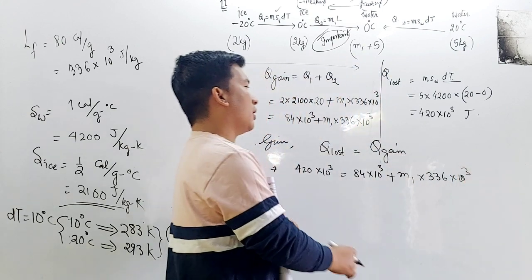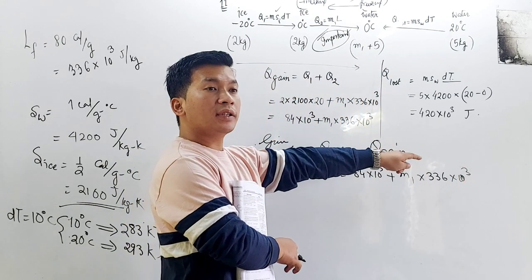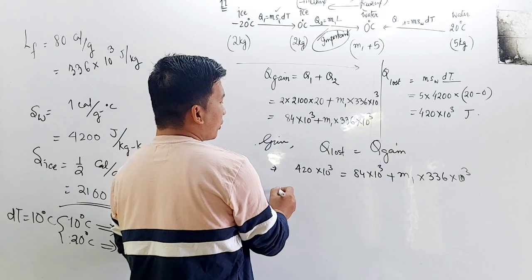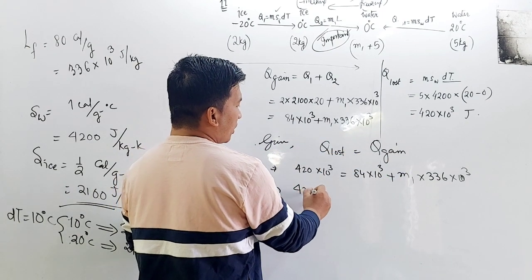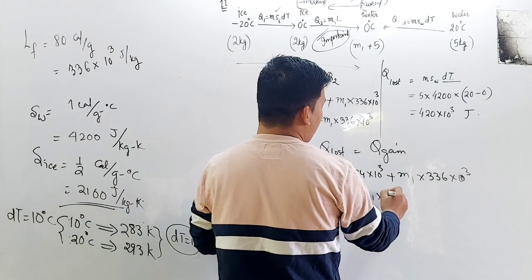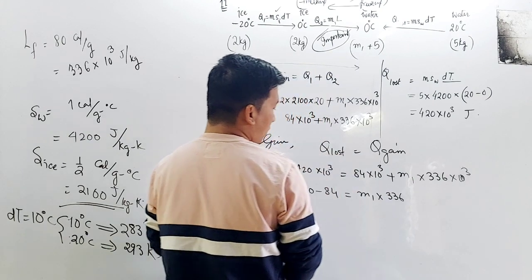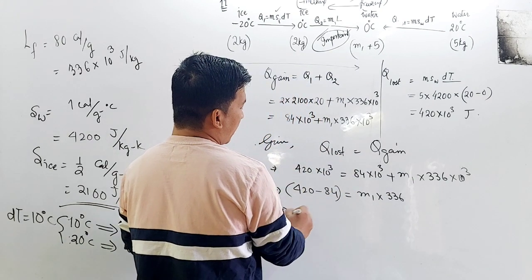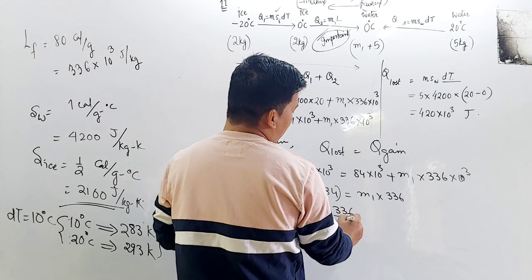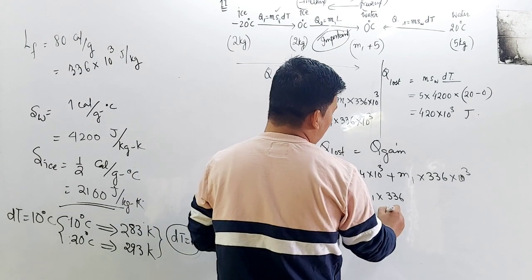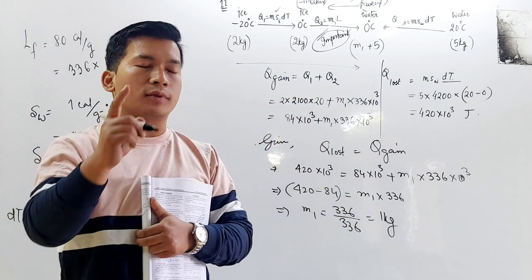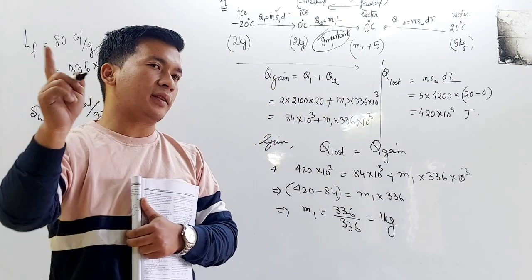We know that every term contains 10 to power 3, so cancel it out. We will be having 420 minus 84 equal to M1 into 336. So M1 will be equal to 336 divided by 336. So it will be 1 kg. So altogether there will be only 1 kg of the ice melted.